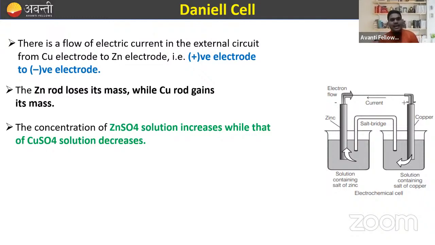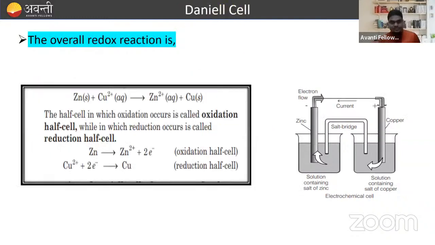gains its mass, right? And the concentration of ZnSO4 solution increases because more and more Zn will be converted into Zn2+ ion, while that of the copper sulfate solution decreases because Cu2+ accepting the electron, they convert it into the copper, right? So the concentration of ZnSO4 starts increasing, whereas the concentration of copper sulfate starts decreasing.